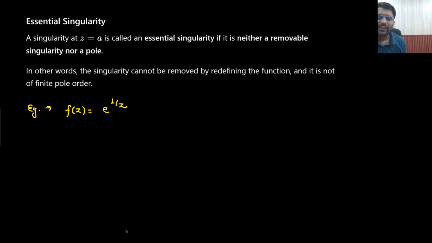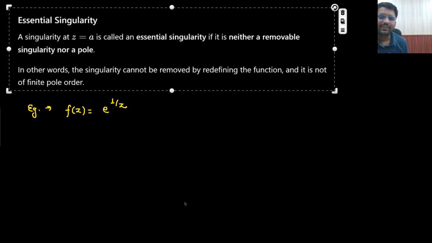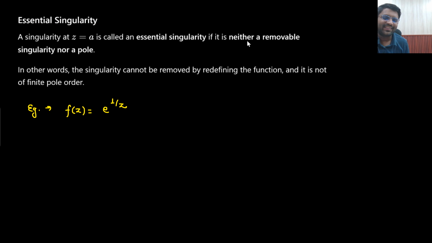So now we need to study essential singularity. The definition is written: the singularity which is not removable and which is not a pole is known as essential, but it is not a good explanation. I will tell you the exact definition here.